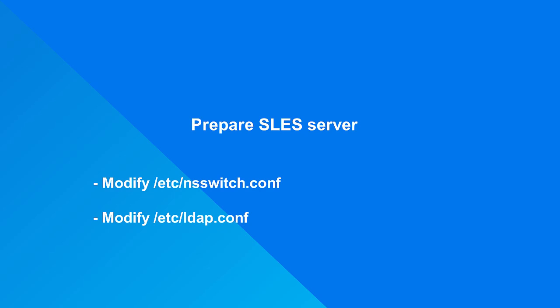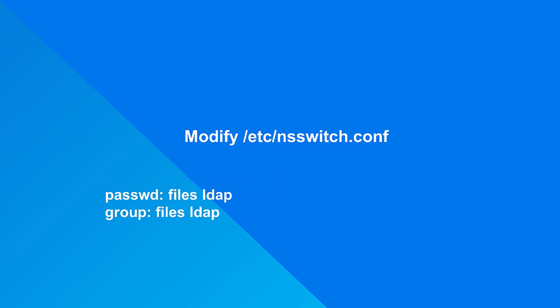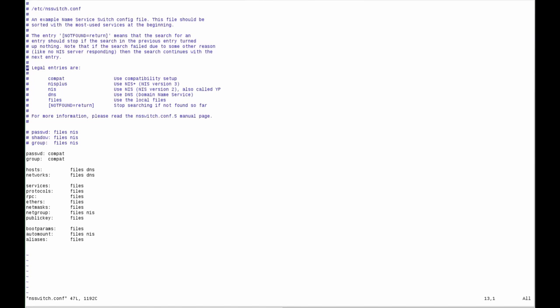Now prepare the SLES server to connect to eDirectory LDAP. The /etc/nsswitch.conf file directs name resolution to specific services. Modify nsswitch.conf to include LDAP for both passwd and group. Use vi to modify the /etc/nsswitch.conf file, comment out the existing passwd and group options, and add a new option containing files and ldap.